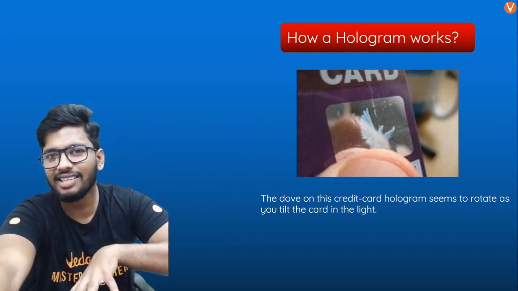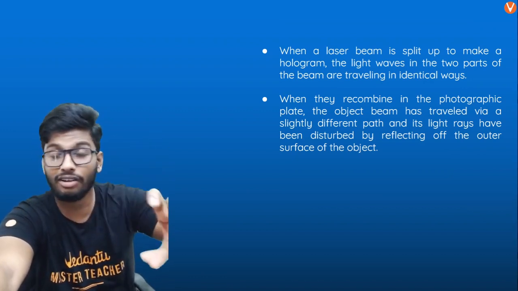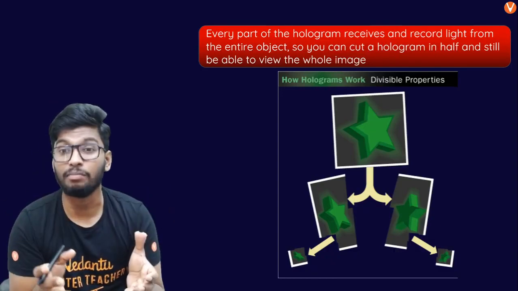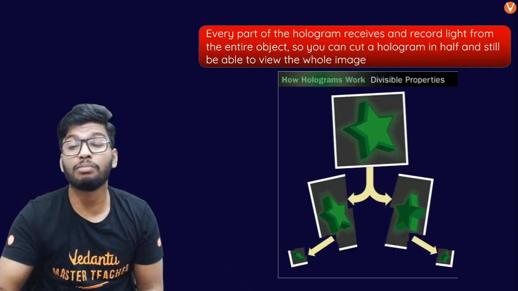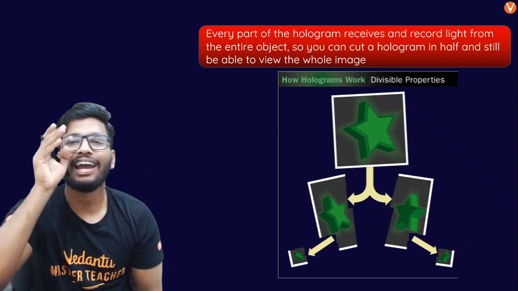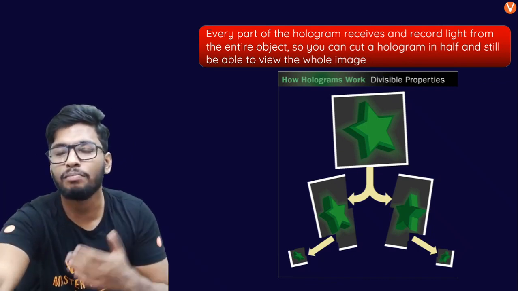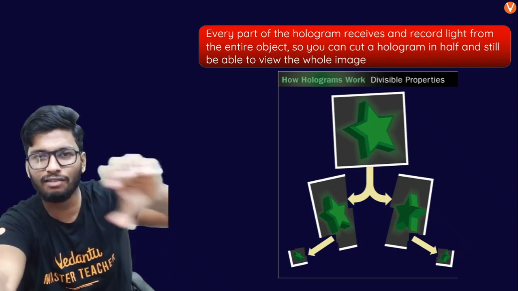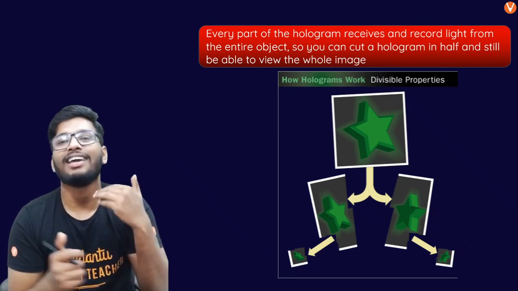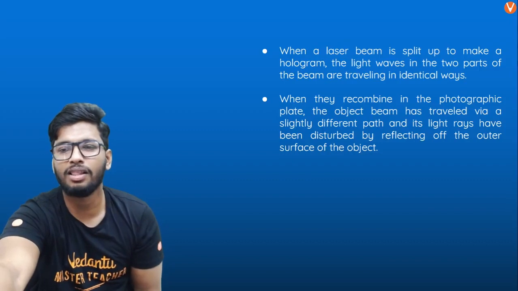So again, why is this happening? It is because every single part of that photographic plate is forming the entire image. This is called the divisible property. Even if you were to break that hologram in half, it will still form the complete image. Every single part of this is actually getting the complete image. That is why, as you change the angle of it, as you rotate it, you still get the complete image, because of this principle, which is called the divisible property.